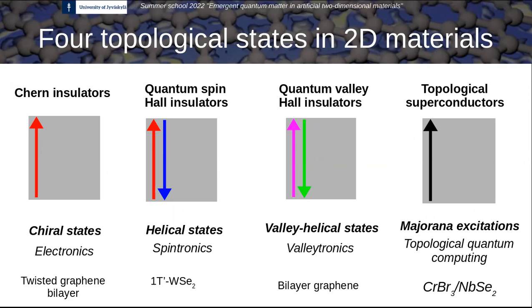But let me emphasize that every single topological state that I'm showing you here has a huge potential for different technological applications. For example, in the case of chiral edge states, you essentially have a state that cannot backscatter. What this actually means is that the resistance is exactly zero, like the resistance of a superconductor. You don't have any Joule heating when you have conductance through chiral edge states. So you can think that this could be extremely interesting for electronics because you would get rid of all your Joule heating in devices.